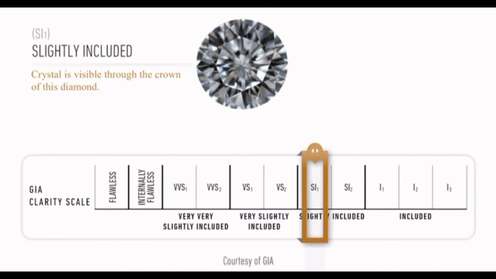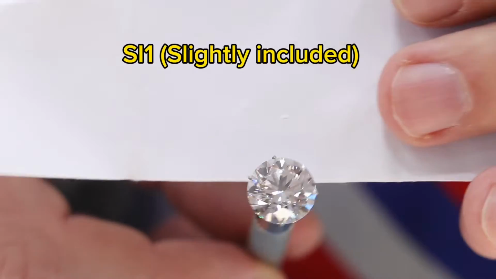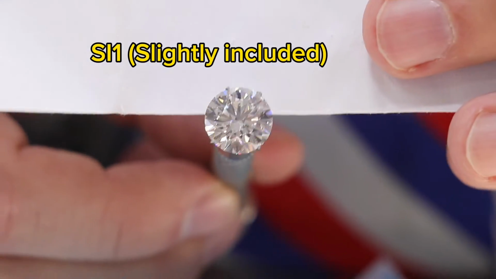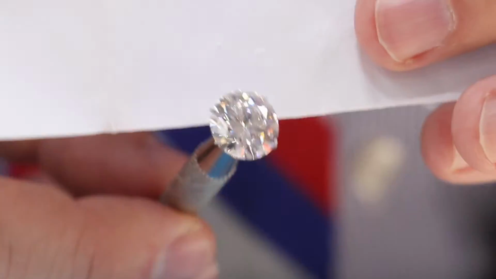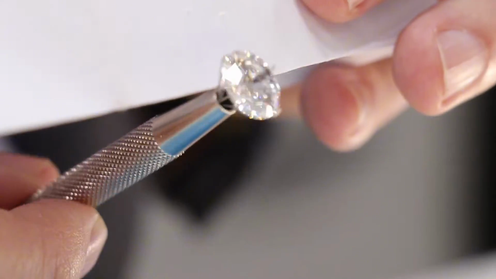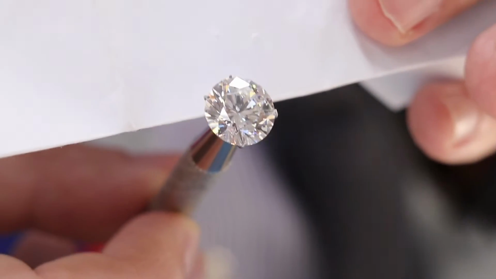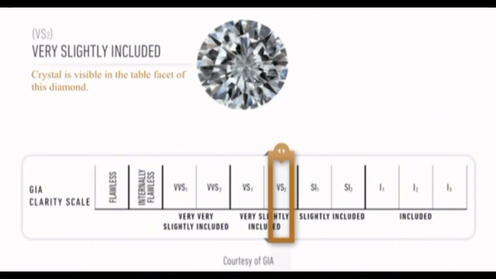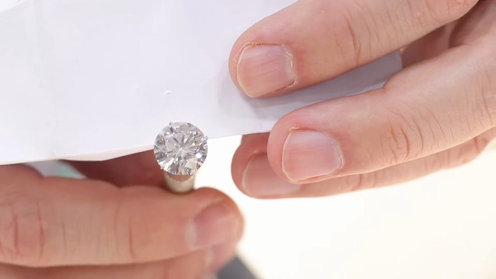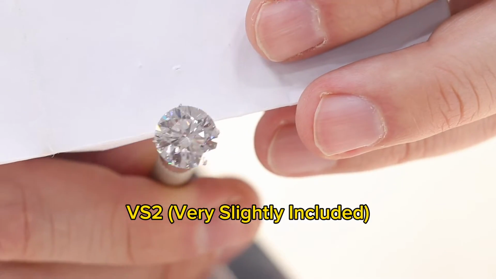The SI1 stands for slightly included. The slightly included category is broken up into two. So there's an SI1 and there is also an SI2. The SI2 is lower on the scale, but we're only going to talk about the SI1. Now, one notch higher than the SI1 lies the VS2, which is the bottom of the very slightly included category.